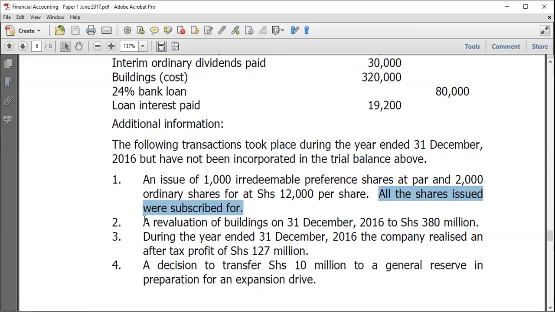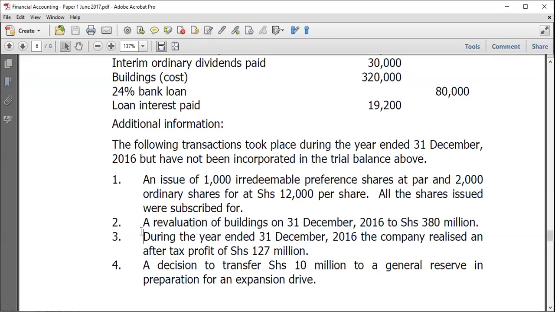Then they're telling us about a revaluation of the building on 31st December 2016 to shillings 380 million. Now, we know very well that I talked of revaluation. A revaluation reserve or revaluation surplus is also a column in our statement of changes in equity. So we also have a revaluation right there, and we need to cater for it.